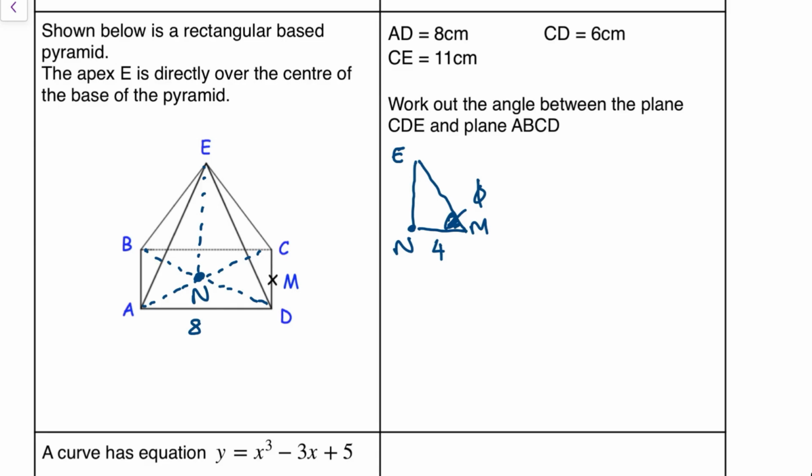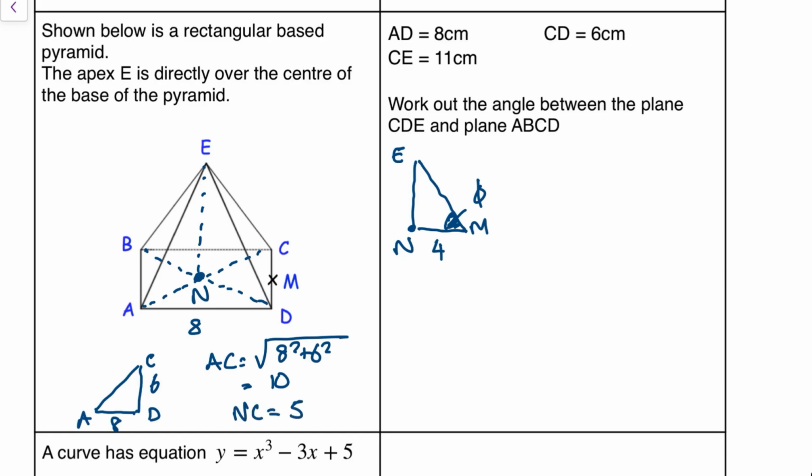Right, I'm going to have to do something. So I'm going to work over here so I don't interrupt that working. Let's consider the floor. On the floor, I've got A, C, and D. And I know this is 8, and I know this is 6 from the question. So AC squared is equal to 8 squared plus 6 squared, which is 100. This is one of these that gives me an exact number, isn't it? The square root of 100 is 10. So therefore, AC is 10, which crucially means that NC is equal to 5.